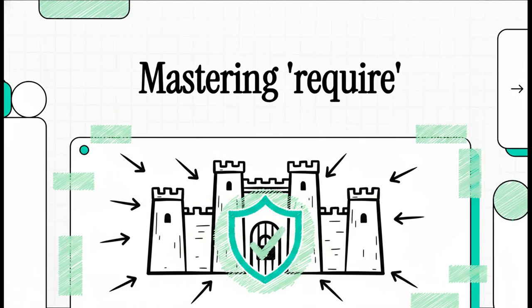Today, we're skipping the fluff and jumping straight into the absolute high-stakes world of smart contract security. We are zeroing in on one specific, absolutely crucial thing, the require function. If you're building on a blockchain, you are basically building a digital financial fortress, and every single fortress needs a strong gate. That gate is exactly what we're going to master today.